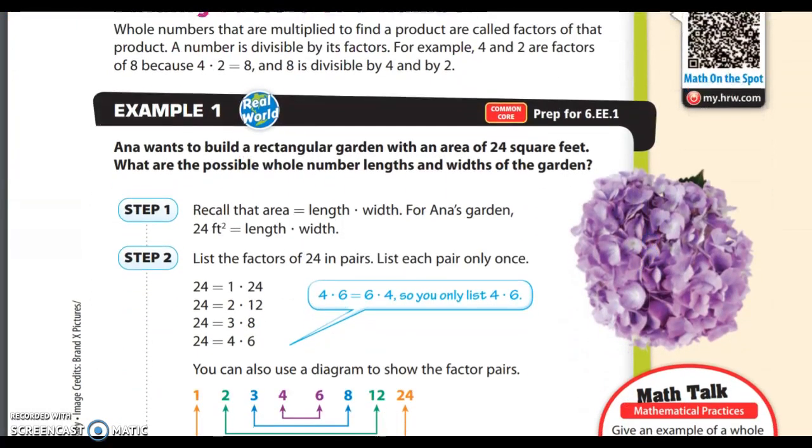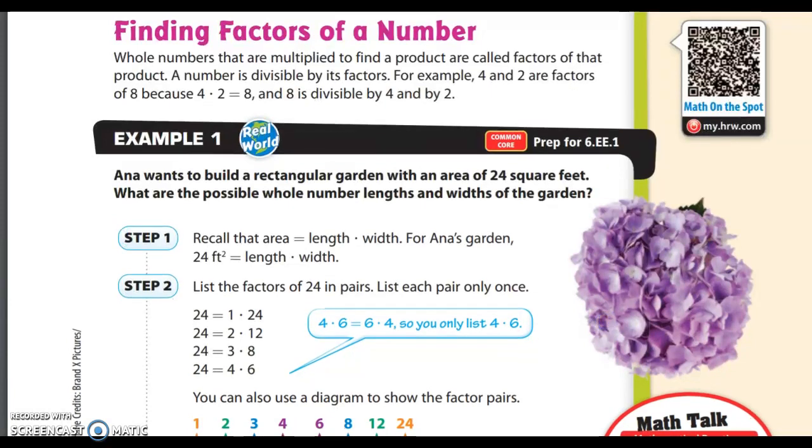Finding factors of a number. Whole numbers that are multiplied to find a product are called factors of that product. A number is divisible by its factor. For example, 4 and 2 are factors of 8 because 4 times 2 equals 8. And 8 is divisible by both 4 and by 2.